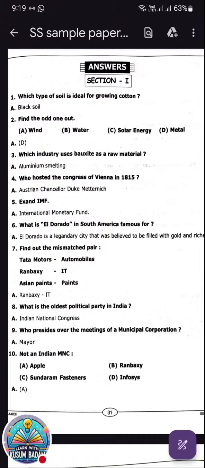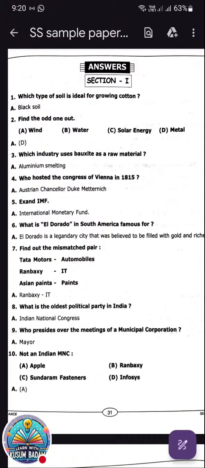So here, now the third question, which industry uses bauxite as raw material? Aluminium smelting. Even yesterday also we discussed. Aluminium smelting is the industry which uses bauxite as raw material.